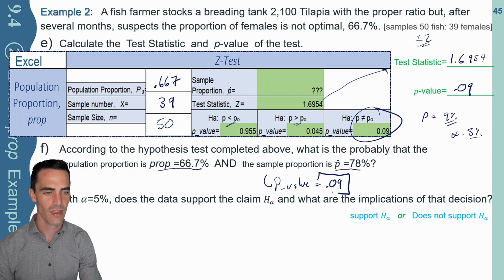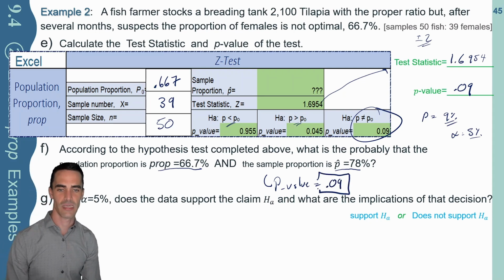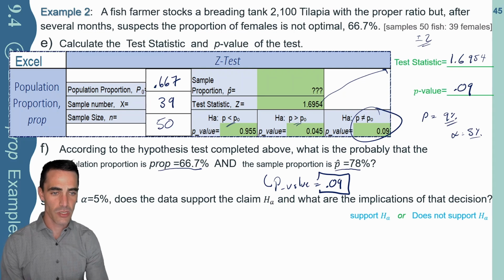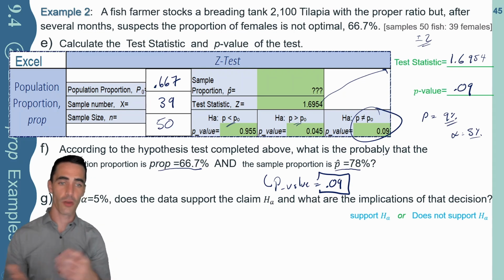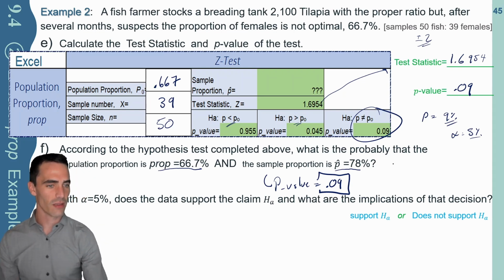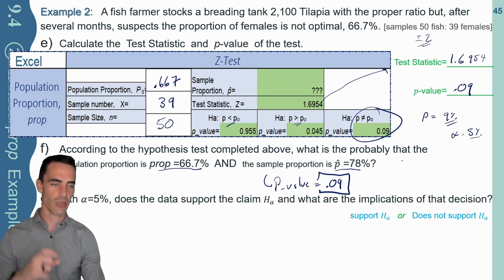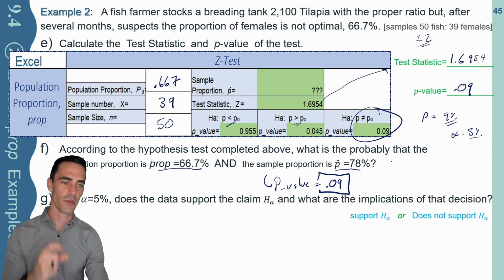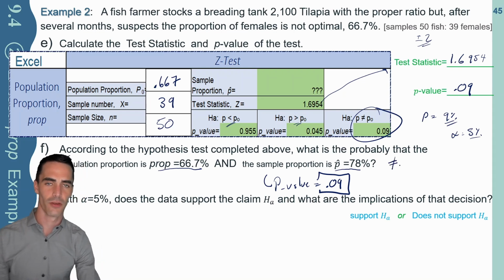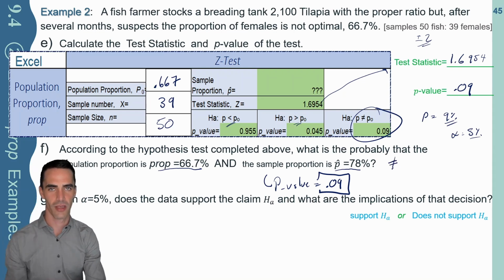That's how likely that both of those things are true at the same time, at least when we have this suspicion that we're outside of the population proportion. And if you wanted to compute this p-value, you could using normal distribution. It would take a little bit of finagling, but you can certainly look at the formula sheet addressing exactly how to compute the p-value if you have a two-tailed or not equal to situation like we do here.